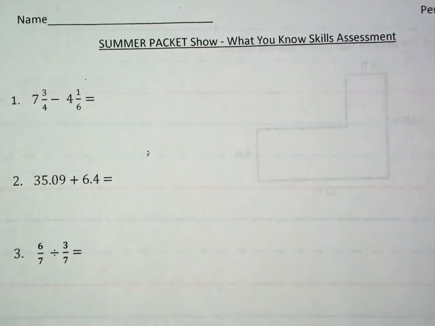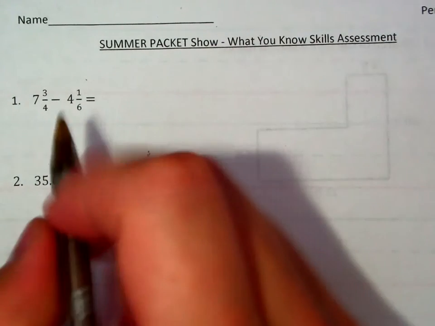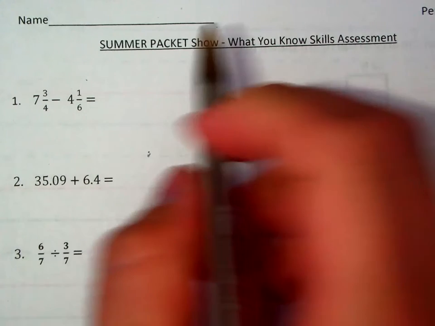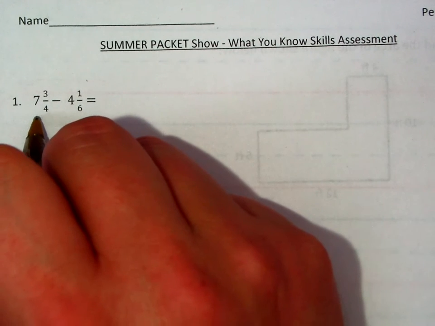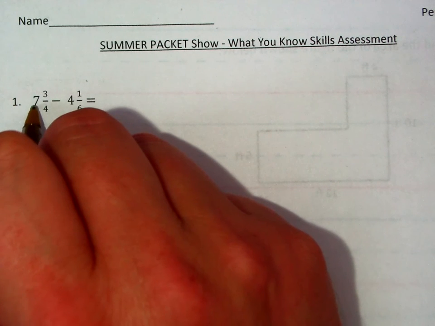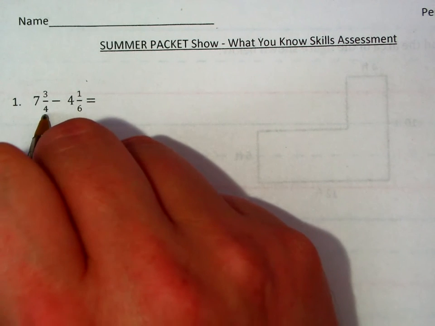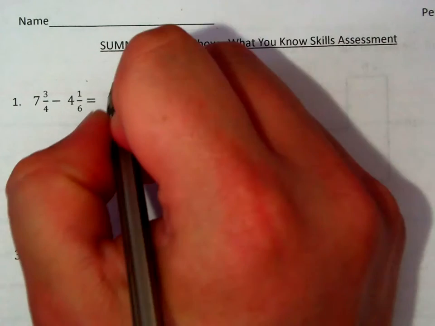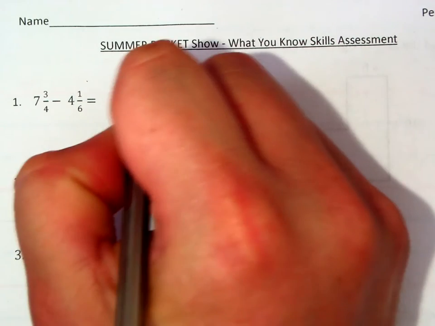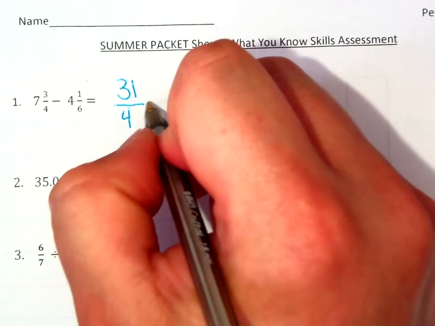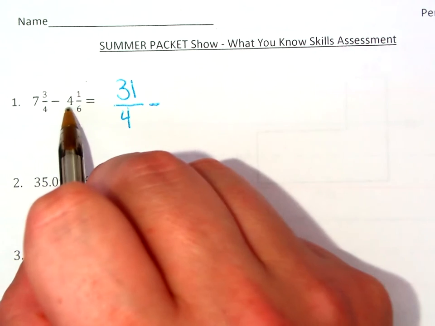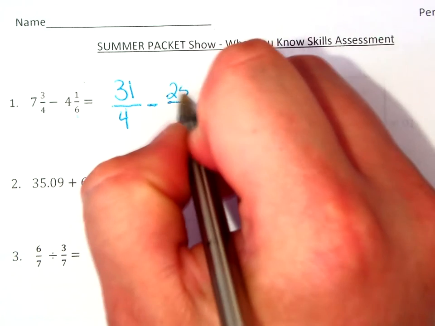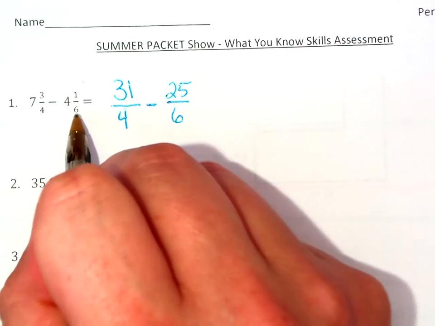Our first problem deals with mixed numbers, and we want to change them into improper fractions before we subtract the two fractions. Starting with our expression on the left, we change this to an improper fraction by multiplying 7 times 4 is 28, and then add the numerator 3 more, gives us 31, and we will keep our denominator. Minus, next expression is 4 times 6 is 24, plus 1 is 25, over 6, because we keep our denominator.